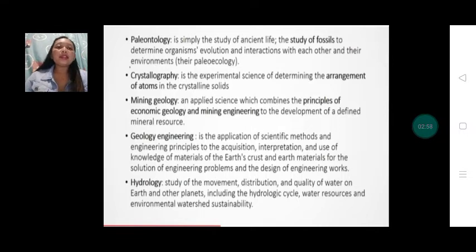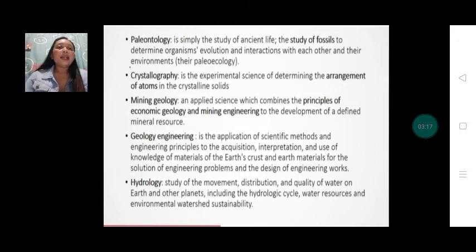The next one is crystallography. It is the experimental science of determining the arrangement of atoms in a crystalline solid. So, it is actually learning about the arrangement of atoms in crystals, which are crystalline solids.